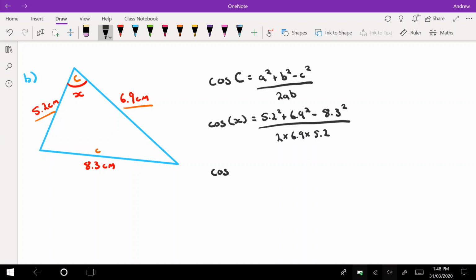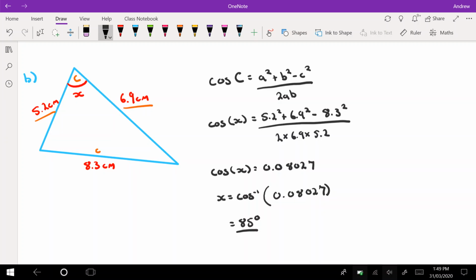So the cosine of X is equal to 0.08027. Now I have the cosine of X is equal to that. So to find out what X is, I need to find the inverse cosine. So X is equal to cos of -1 of 0.08027, which gives me an answer of 85 degrees.